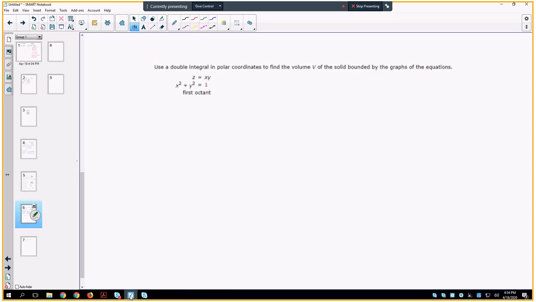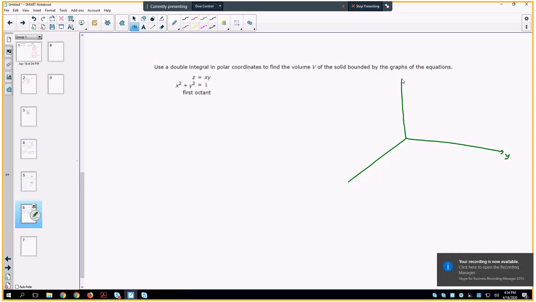So let me try to draw my x, y, and z axes. If this is my positive x direction and this is my positive y direction, then my first octant is going to be here between these two and up the z-axis, of course.